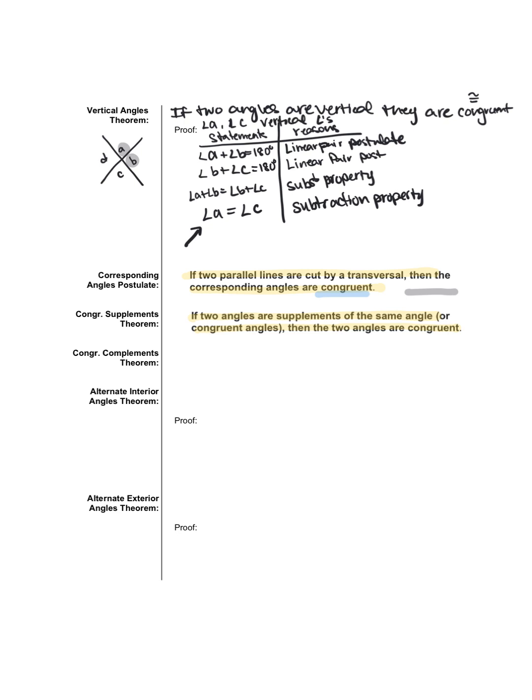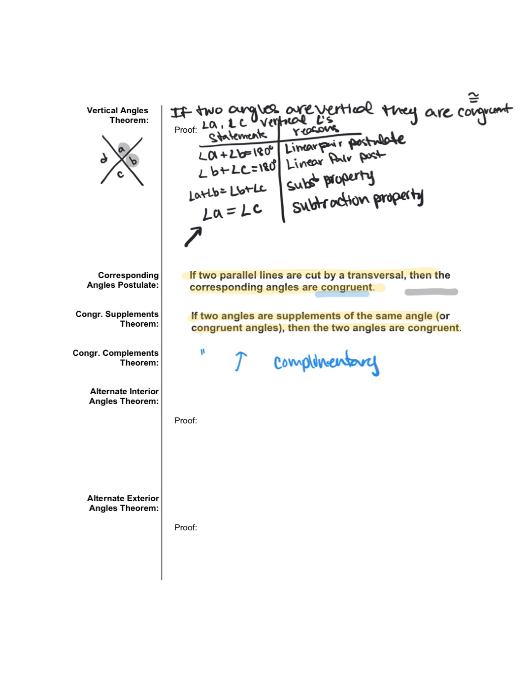So the next one, congruent complements theorem, it's pretty much the exact same thing as above, except it's complementary instead of supplementary, but it repeats, okay? So it's the same thing. If you have two angles that are complements to another angle, then the two angles are congruent to each other.